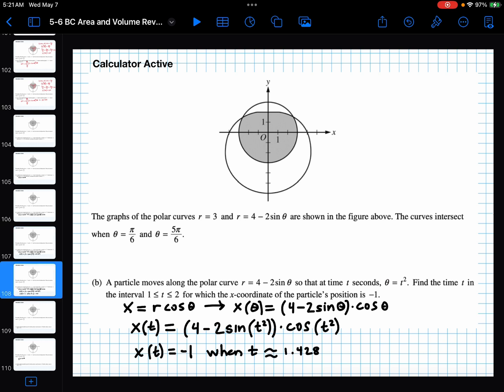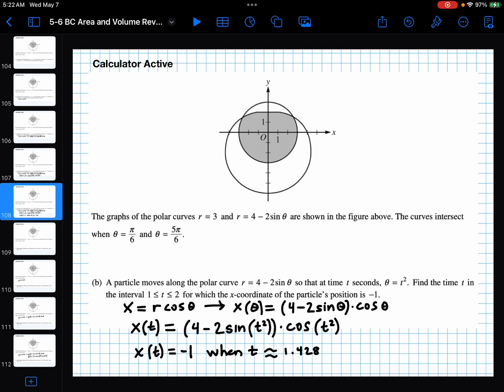So I go to my calculator, when the particle's position is -1, the x coordinate. So I figure out where that equation is equal to a value of -1. I'm basically saying y equals the 4 minus 2 sine of x squared times cosine of x squared, and then y equals -1, and I'm finding the intersection point there. But it has to be in the interval from 1 to 2. There might be more than one intersection point there.